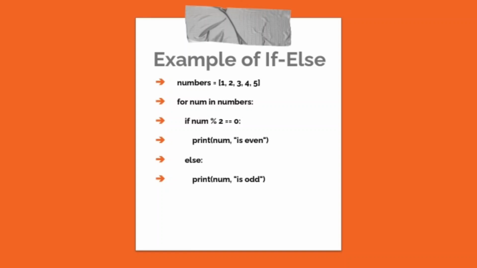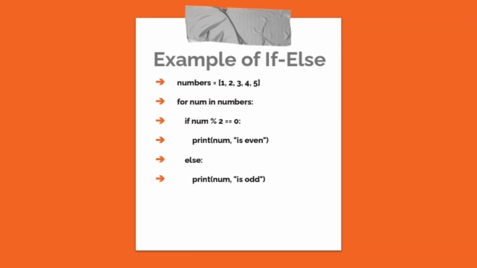So here is another example using if-else statements with a for loop. A for loop allows us to iterate over a sequence, like a list of numbers. The if-else inside the loop lets us check a condition for each item. This is powerful because it makes our programs dynamic and responsive.